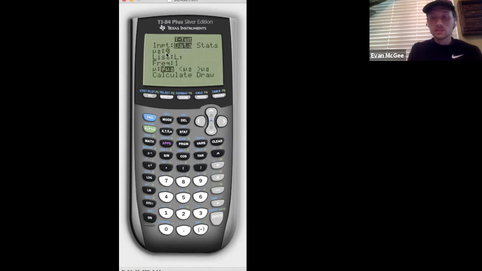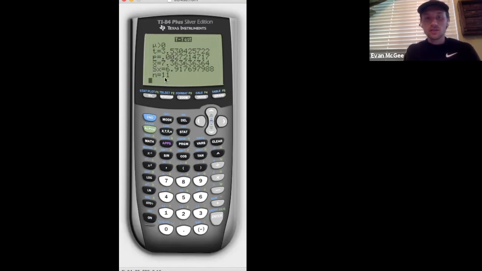The mean difference is 0 from our null hypothesis. We're using list 1, and we said the alternative was that it is greater than 0, greater than the null. So we'll calculate, and this will give me all the values that I need, which would be the test statistic of 3.53, p-value of 0.0027. This is the sample mean and the sample standard deviation. Our sample size is 11.